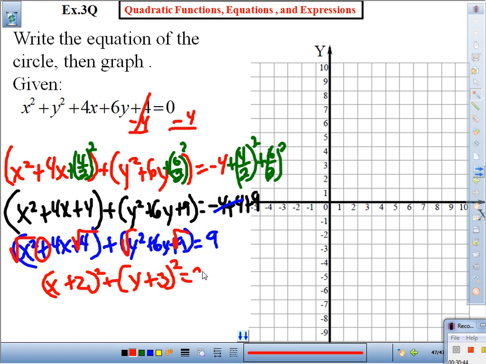Hands, have you got that? All right. Center. Don't skip steps because that's all points on the quiz that's coming up. Center should be what? Negative 2, negative 3. And then r is the square root of 9, which is 3. 1, 2, 3. 1, 2, 3.